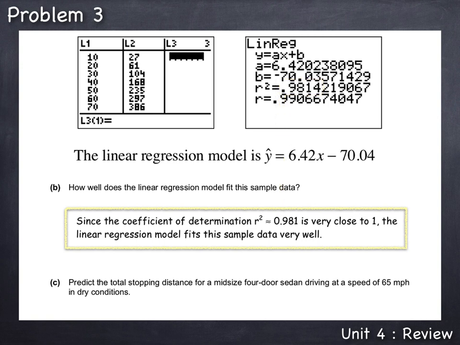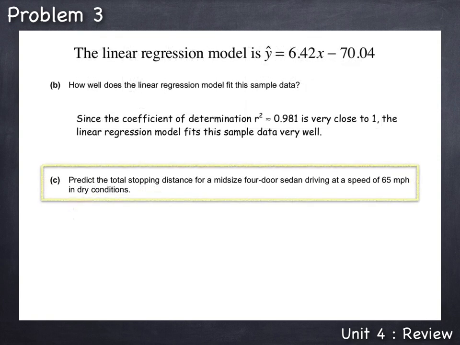So here's our answer to part B. Since the coefficient of determination, r-squared, equals 0.981, is very close to 1, the linear regression model fits this sample data very well. Now we can answer part C.